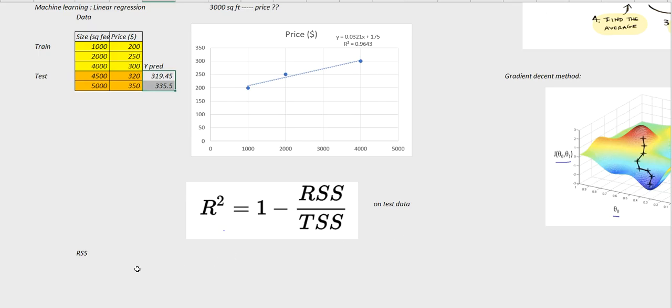Okay, so to calculate the RSS, what I will do is take the gap between the actual value and the predicted value on test data. So what is the predicted value here?